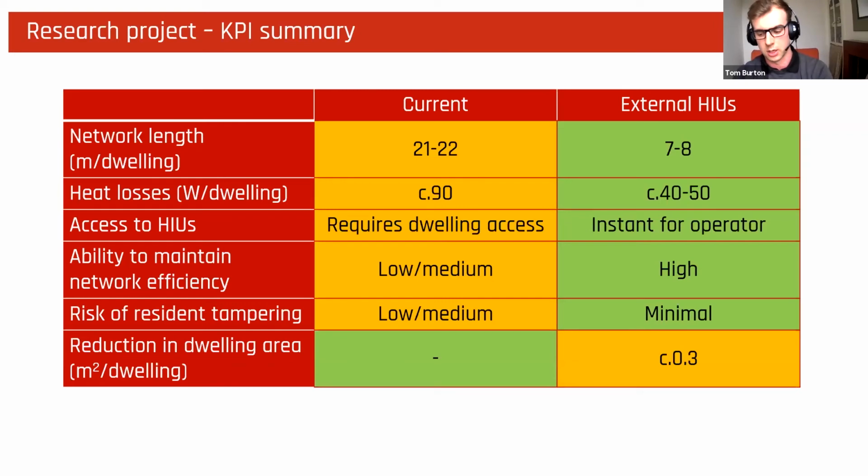This is also going to have quite a big impact on reducing heat tariff and making sure that your heat is affordable for your residents. Access is instant with external HIUs, which means your ability to maintain performance is high, and although resident tampering is not a huge impact on the conventional layout, you also completely remove that risk. But at the bottom, you see it's about 0.3 meters squared per dwelling of cupboard area that you need to find space for and account for in your design.